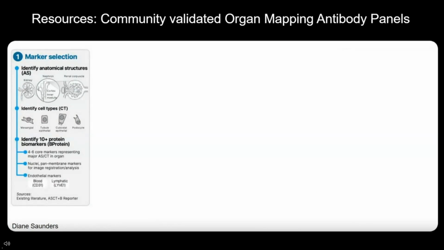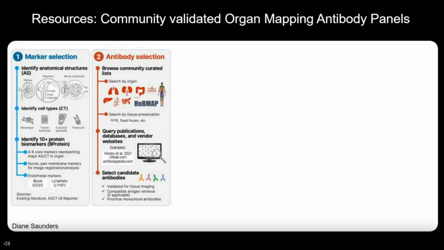As I mentioned before, you first have to find your right markers, and we ask to identify at least 10 protein biomarkers. An OMAP is at least 10 protein targets that allow you to look at the anatomical structures, cell types, and your tissue of interest. There's a lot of great resources for antibody selection, including the Ibex imaging community and the antibody validation reports that are soon to be hosted by the HuBMAP, as well as databases for finding antibodies.